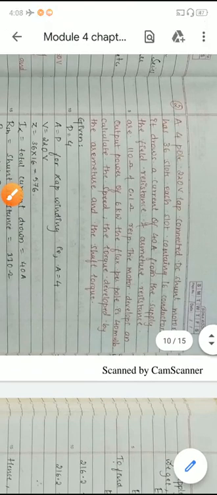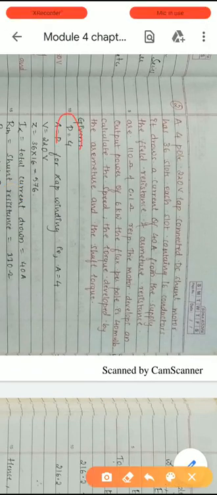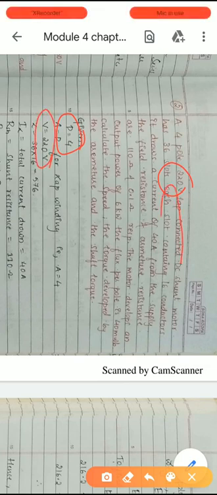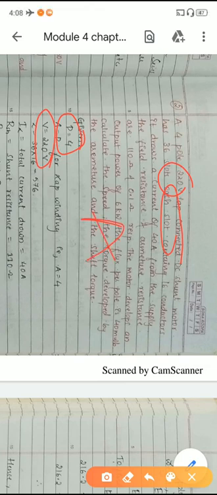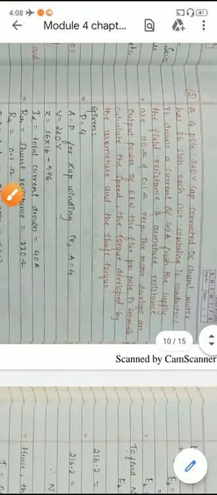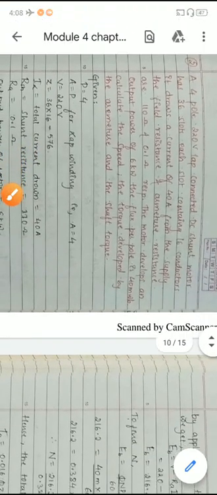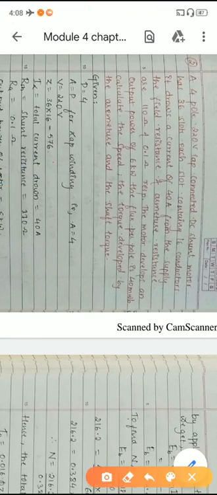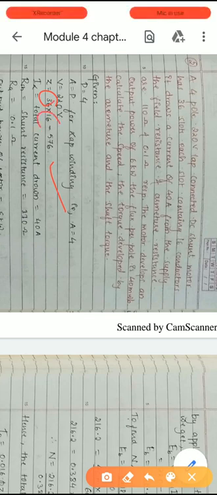It is a 4-pole, then P is equal to 4. 220 volt, then V is equal to 220 volt. It is lap connected, A is equal to P, then A is also equal to 4. Next, it consists of 36 slots. Each slot is containing 16 conductors. Therefore, Z is equal to 36 into 16.